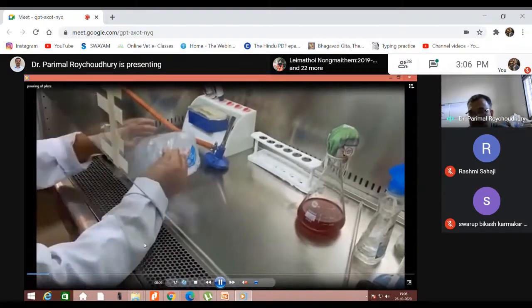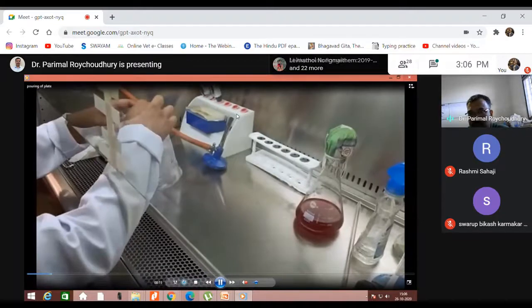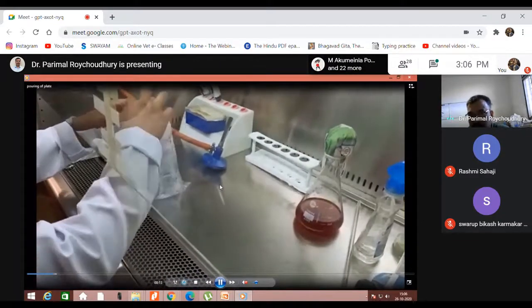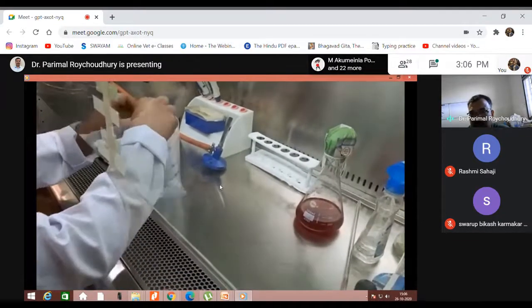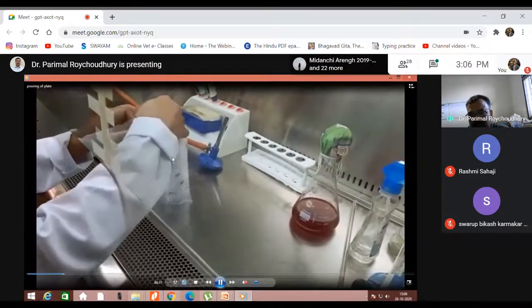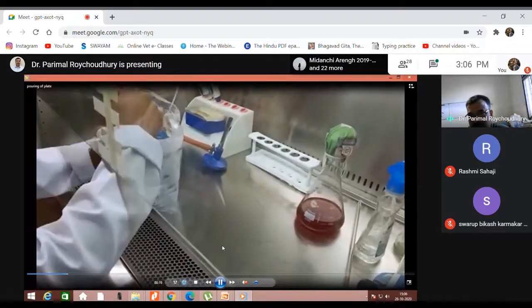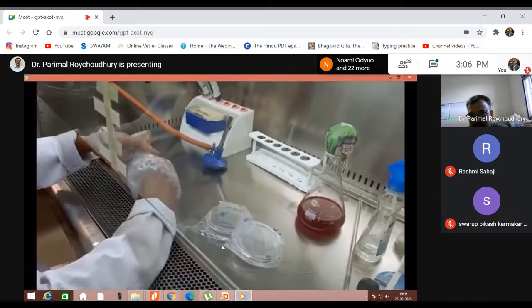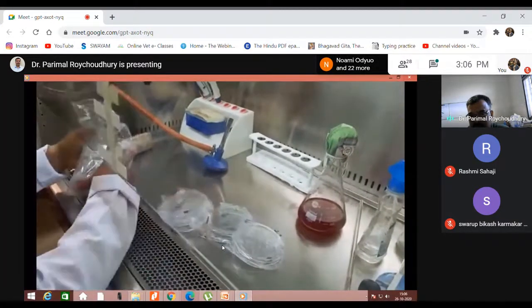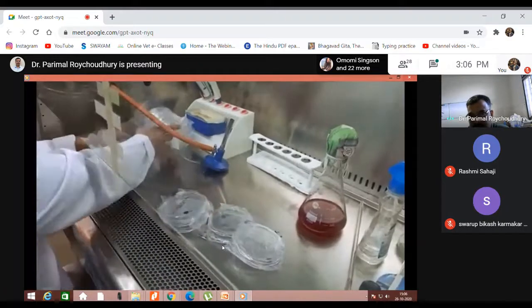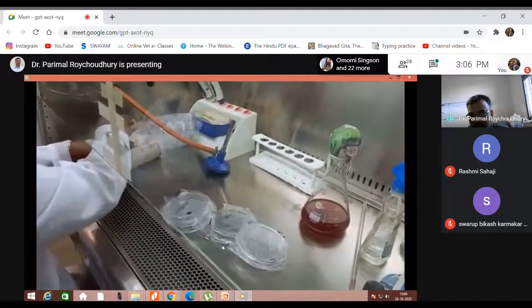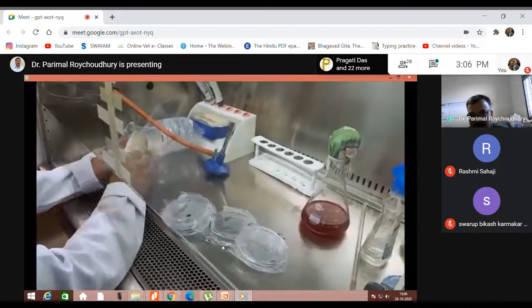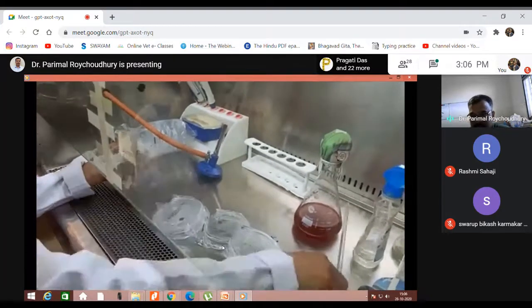So we clean up the laminar flow area. We'll switch on the flame, and then these are the disposable Petri dishes where we'll prepare the culture media. All this practically you're supposed to do in your regular class. So you take out everything. Even some test tubes for preparation of slant, I'll show you.